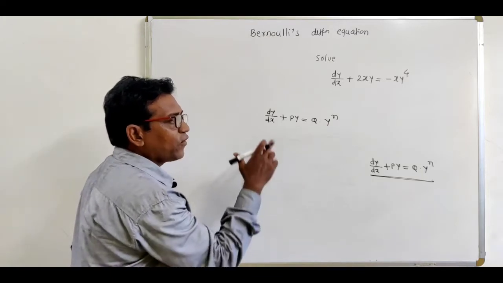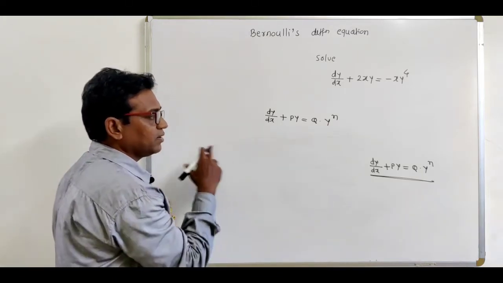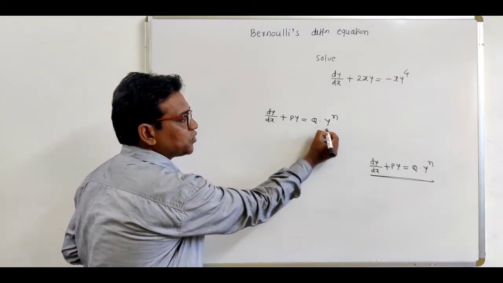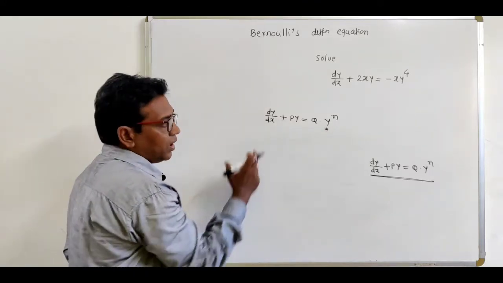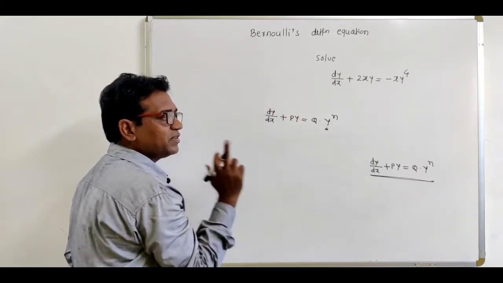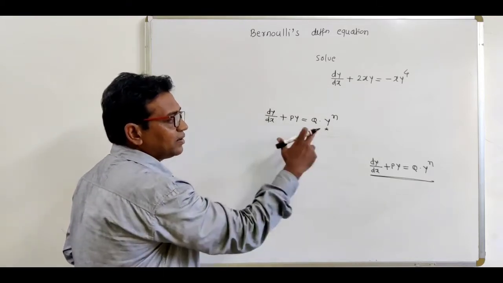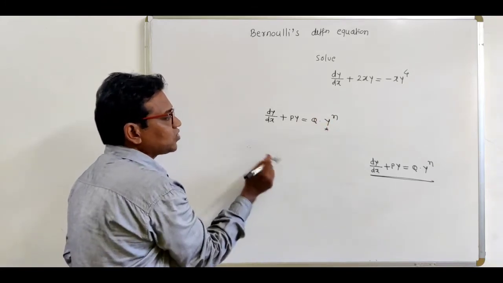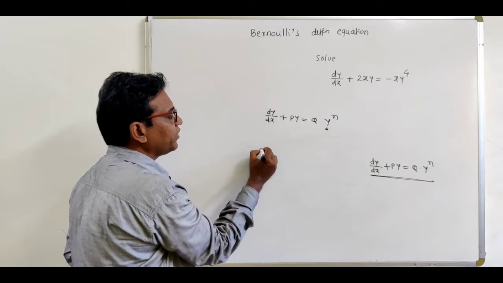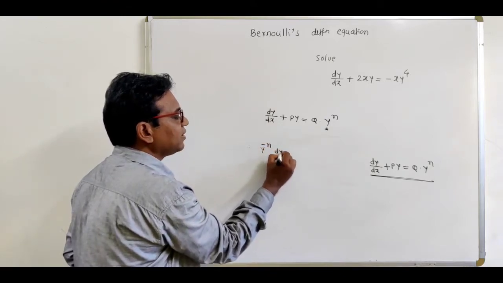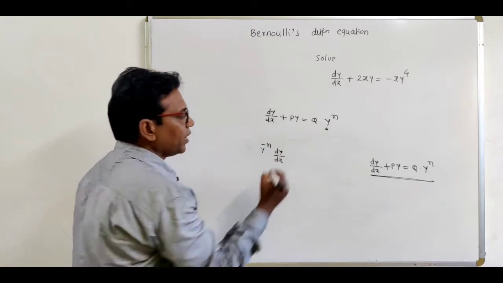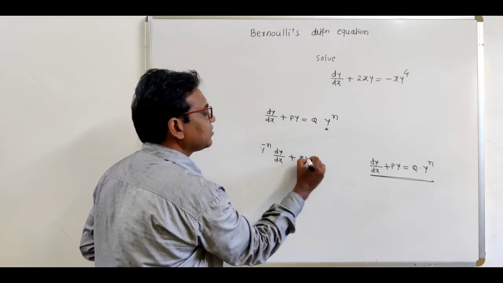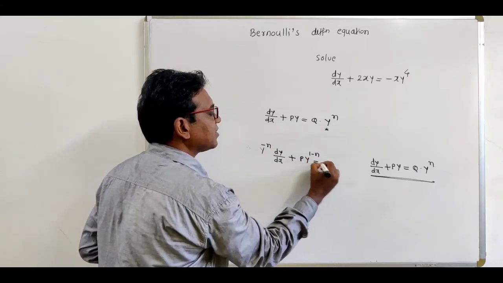Now see, what is the method for solving the Bernoulli's differential equation? If this is the Bernoulli's differential equation, then what is the first step? Divide through by this term of y. Suppose we divide by y raised to n, then what we get is y raised to minus n into dy by dx plus p into y raised to 1 minus n is equal to q.